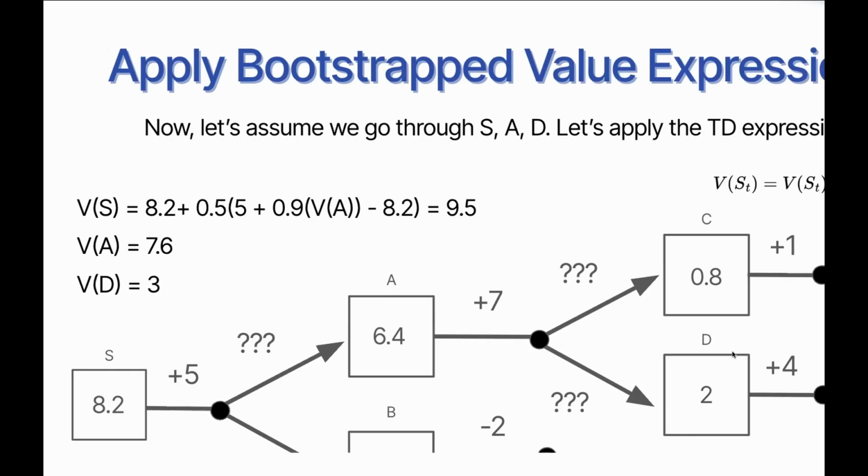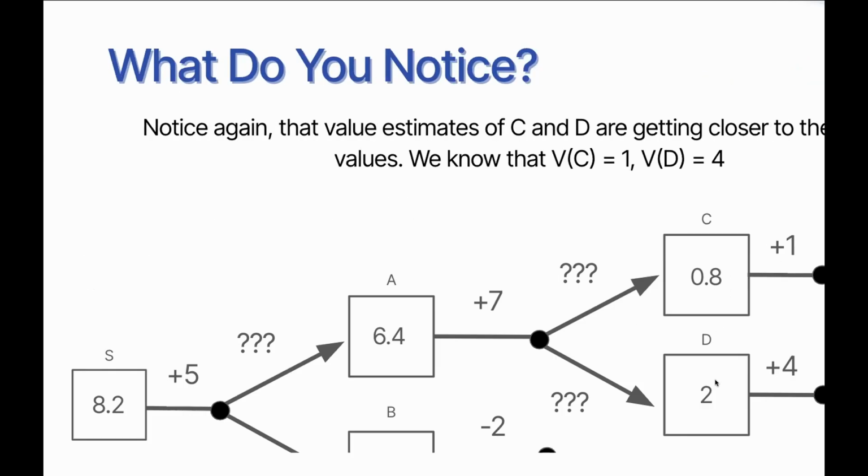Notice that as we continually apply the temporal difference update, the values of C and D are approaching these values, right? Now the value of C is like 0.8, which is pretty close to 1, and 3, which is pretty close to 4. You can probably guess that as we do more of this, the value of D will eventually get closer and closer to 4. The value of C will get closer and closer to 1. We also showed that the value of E is very close to 8. The value of B is kind of close to 5.2, which is its real value.